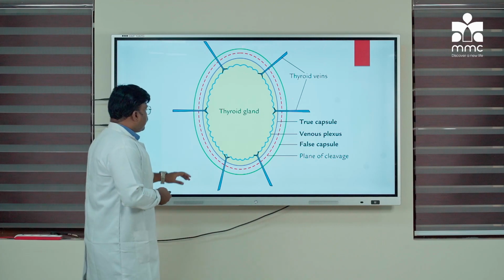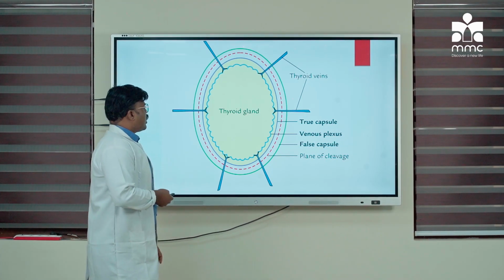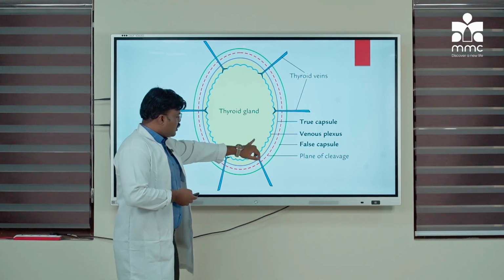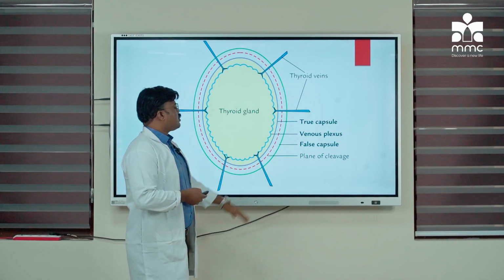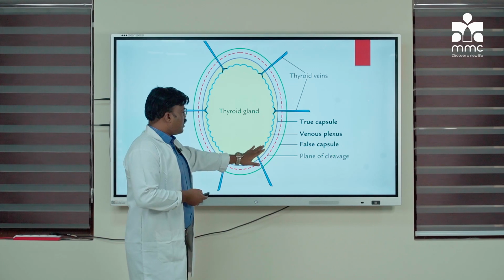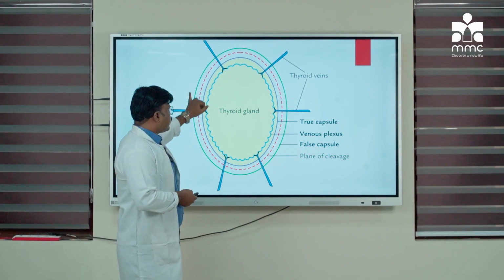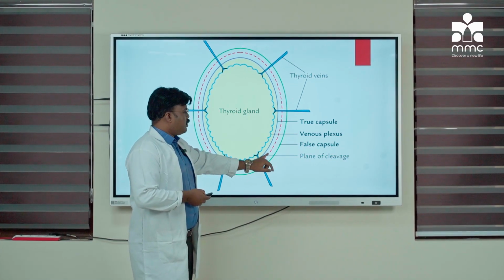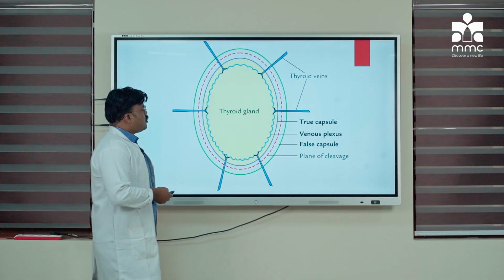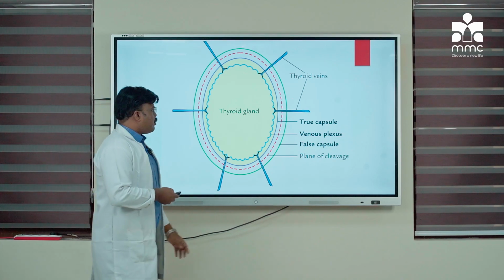As I told you, there are two capsules: the innermost true capsule and the outer false capsule. Here you can see the venous plexus of the thyroid gland present inside the true capsule. So, in order to avoid hemorrhage, the plane of cleavage in thyroidectomy should be made between the true capsule and the false capsule, and the thyroid gland should be removed along with the true capsule. So the hemorrhage can be controlled.